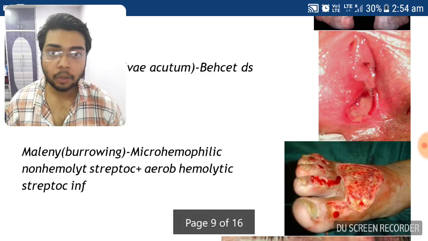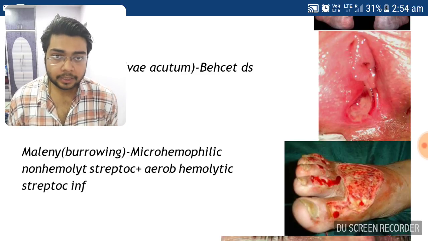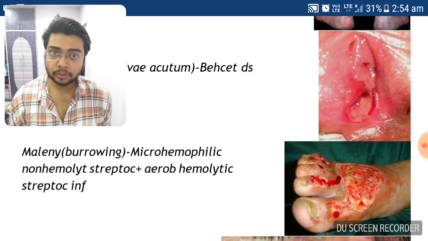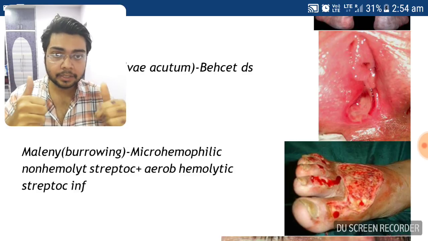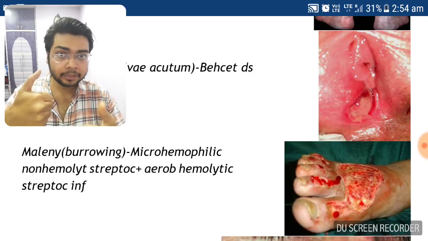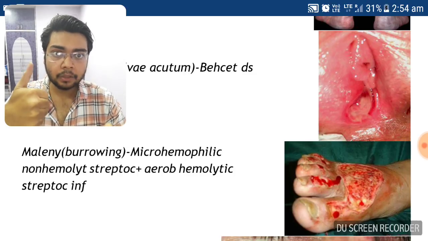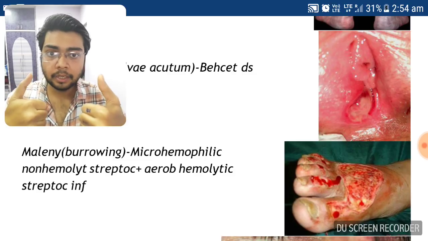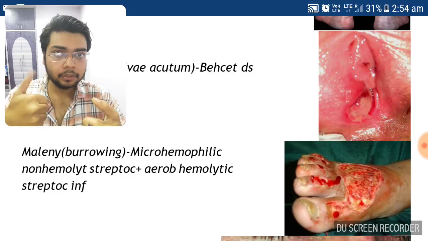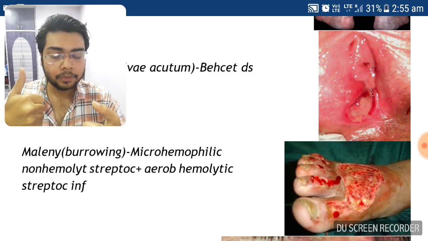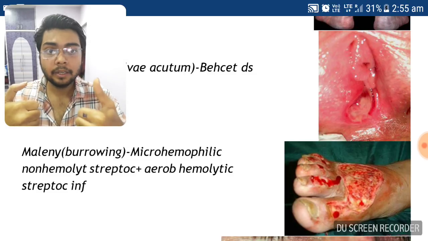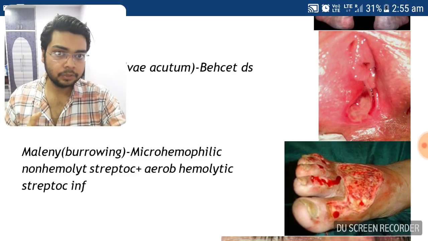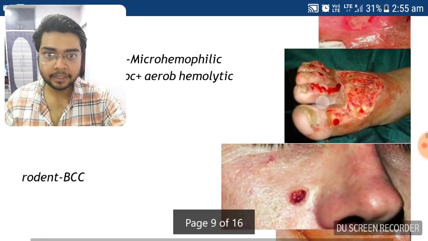Now Meleney's or burrowing ulcer. What they have asked is how they are caused. They are caused by the synergistic action of two bacteria. One is microaerophilic non-hemolytic streptococci, other is aerobic hemolytic streptococci. Microaerophilic non-hemolytic and aerobic hemolytic streptococci. So this figure shows you a burrowing or Meleney's ulcer.